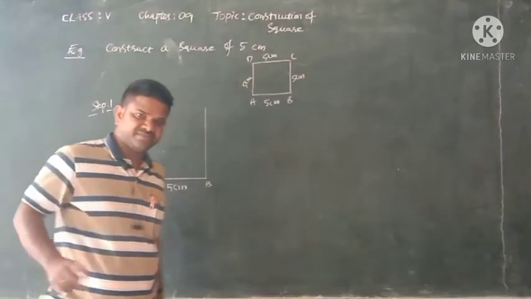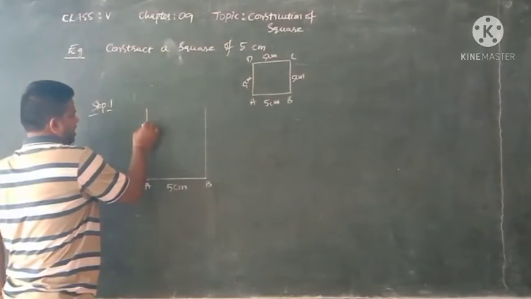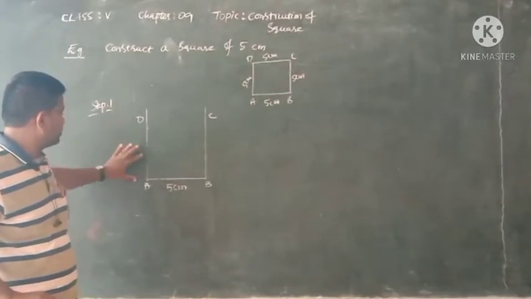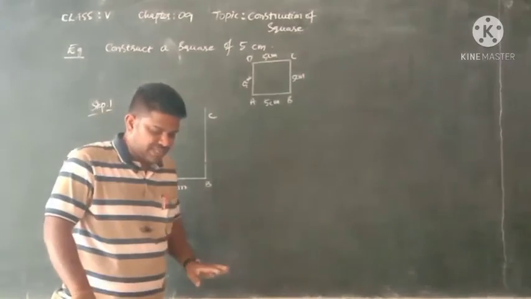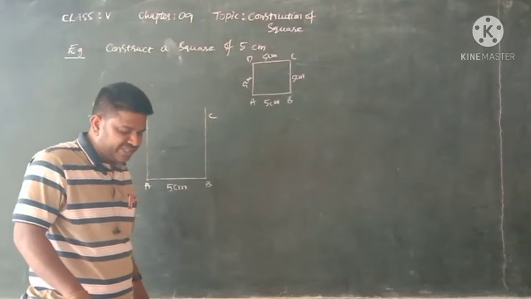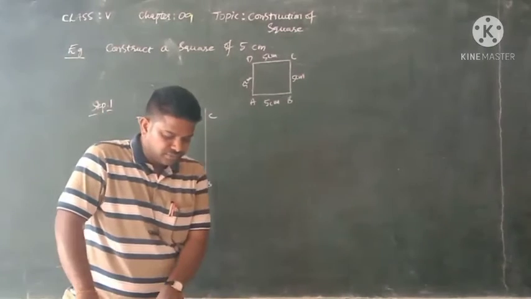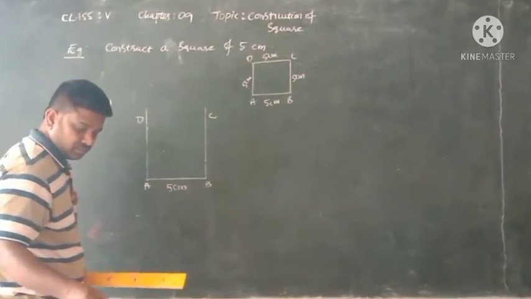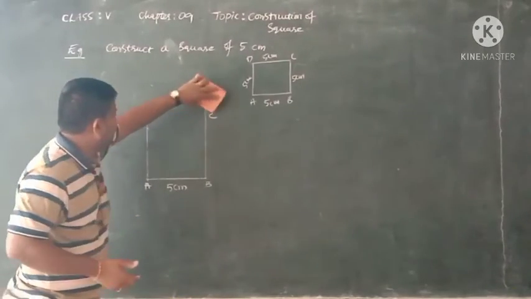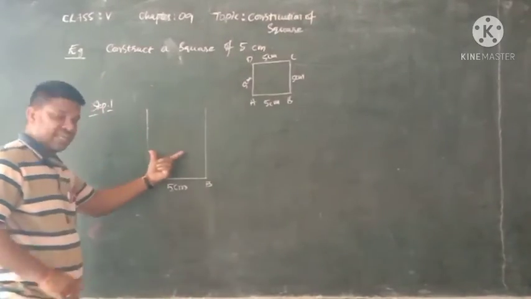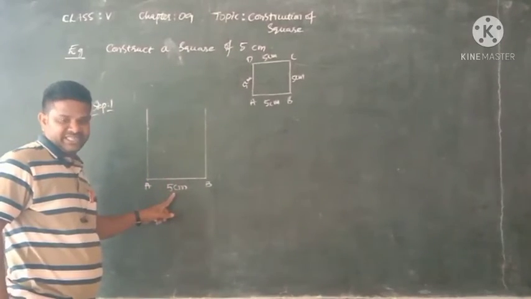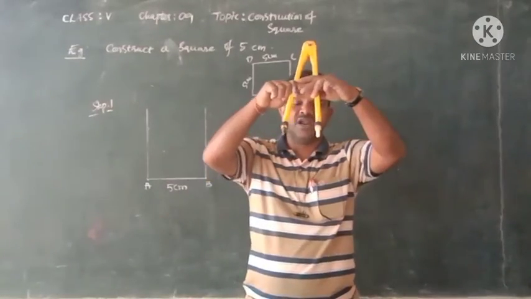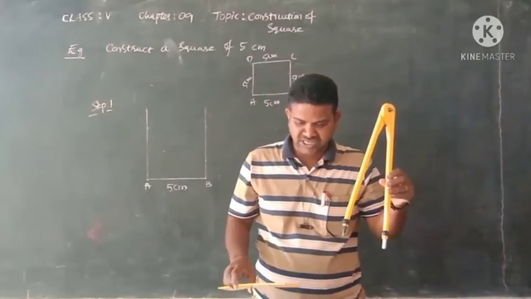Cut off the rays AD and BC equal to the side of the square from the lines drawn in step 2. This is A, this is AD, and this is BC. So cut off the rays AD and BC equal to the side of the square from the lines drawn in step 2. Right, in step 2 we drew two lines. For those two lines, now how much is it? 5 centimeters, right? So you take 5 centimeters on the ruler by using the compass.